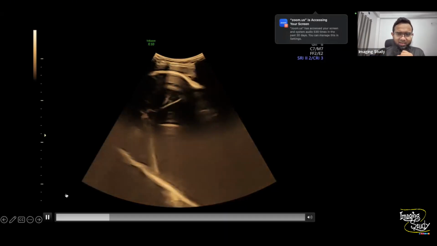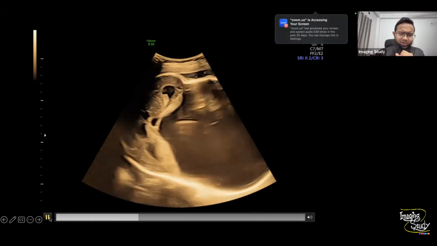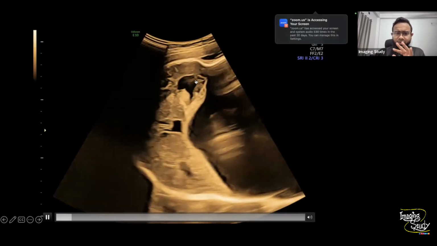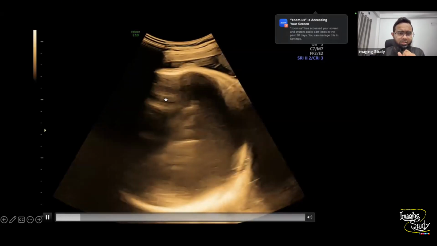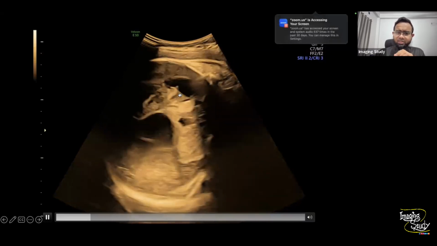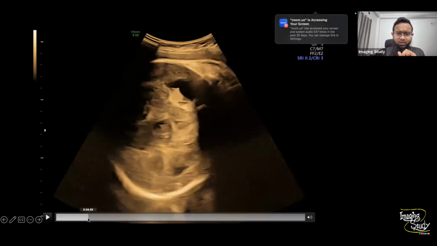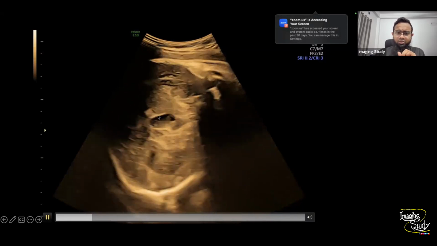Let me show you, there will be so many videos for this case, so don't get worried. So let me show you these adjacent ventricles. You see the ventricles are very prominent. You may say dilated because you see this is the third ventricle. Let me freeze the image.